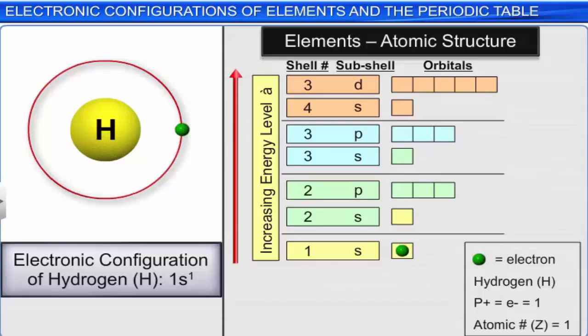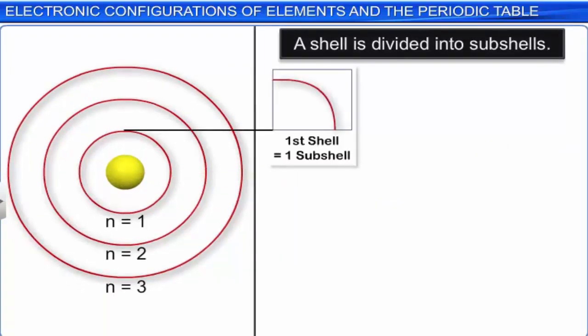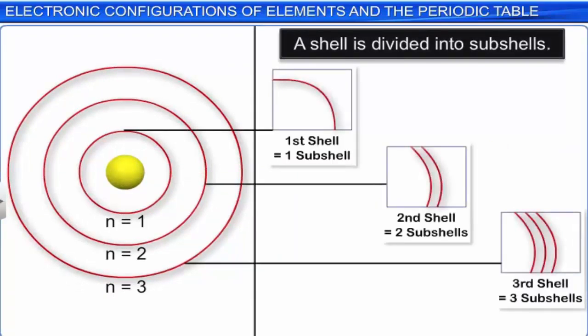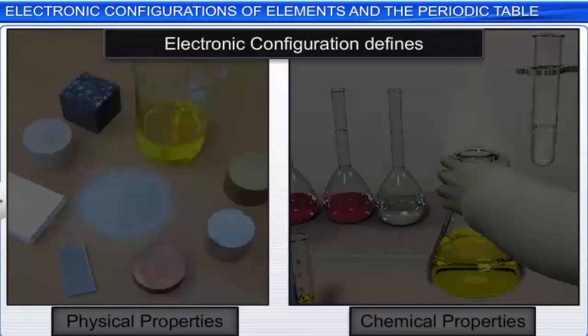The principal quantum number of a shell, n, defines the energy level of an electron and gives its distance from the nucleus. Shell is further divided into subshells. These are s, p, d, and f. The electronic configuration of an atom defines its physical and chemical properties.